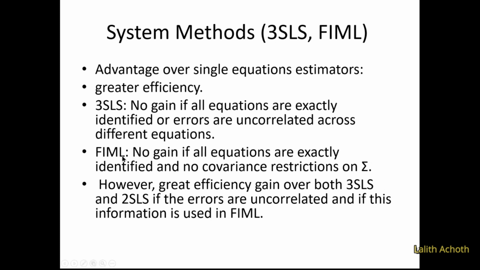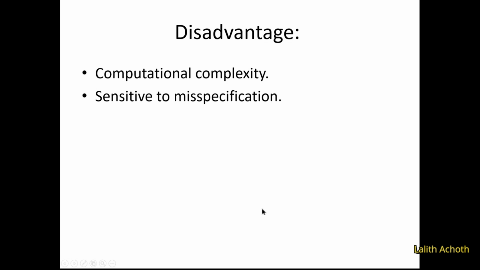Full information maximum likelihood, no gain if equations are exactly identified. So you can use three-stage least squares and FIML over two-stage least squares because it gives you more efficiency and greater consistency. However, greater efficiency gain over both three-stage and two-stage if the error terms are uncorrelated and if the information is used in FIML, that is full information maximum likelihood. These are subtleties which you have to continue to work on and try to understand.